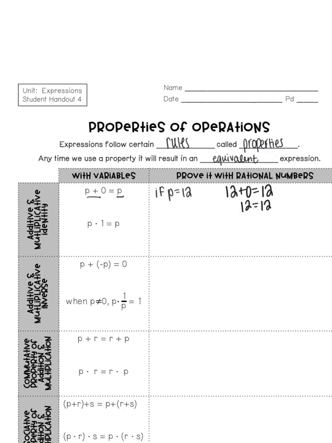Okay? Likewise, when we're talking about multiplying, anything times 1 equals itself. So P times 1 equals P. Again, if P equals 12, 12 times 1 equals 12, right? 12 equals 12. So those are both equivalent expressions. Okay, that's probably the easiest one.